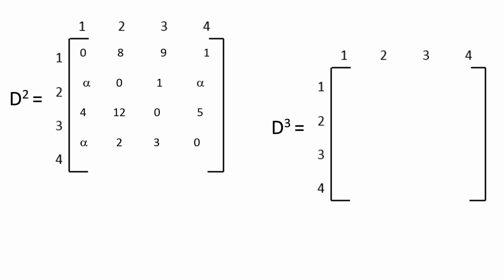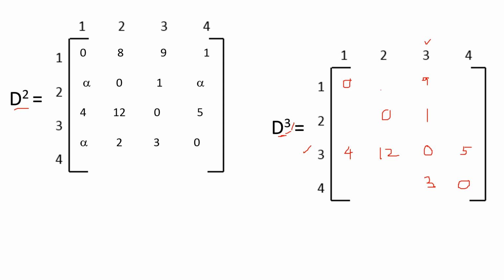You got the D2 like this: 0, 8, 9, 1; infinity, 0, 1, infinity; 4, 12, 0, 5; infinity, 2, 3, 0. Now we are going to calculate D3, that is via 3. Diagonal entries make 0, and now via 3, so third row and third column. Write the same as D2. Third column is 9, 1, 0, 3, and third row is 4, 12, 0, 5. Now make the other entries the same way.